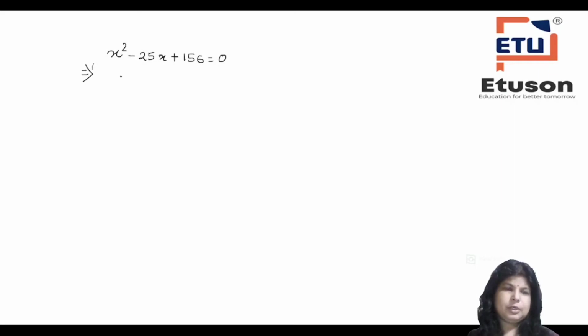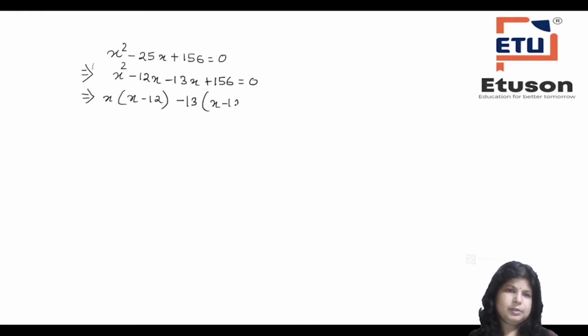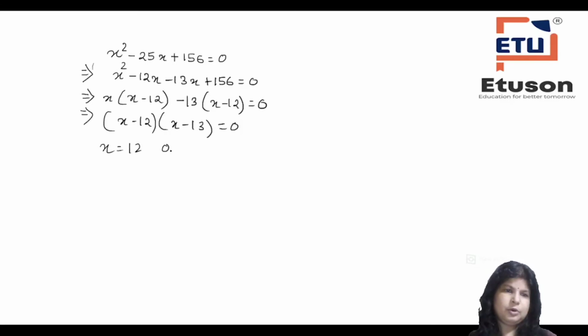Okay. So now this we can solve by any of the methods. So I am choosing the factorization method. So x square minus 12x minus 13x plus 156 is equal to 0. Right. So you'll get x into (x minus 12) minus 13 (x minus 12) is equal to 0. So we'll get (x minus 12) into (x minus 13) is equal to 0. So your x is equal to 12 or 13.